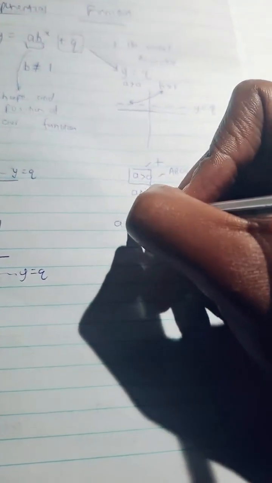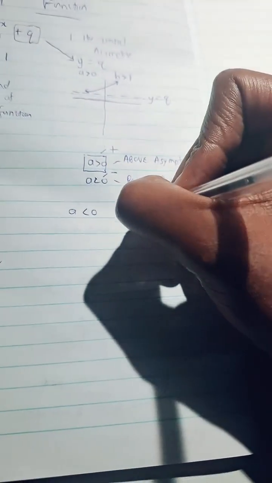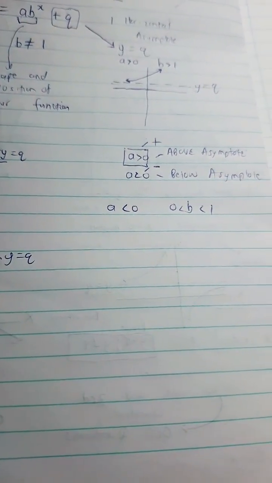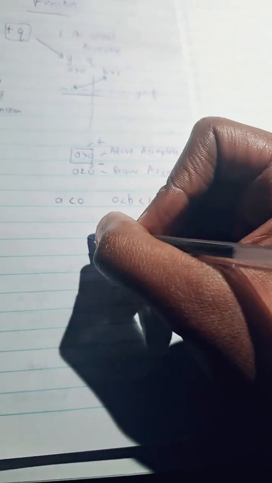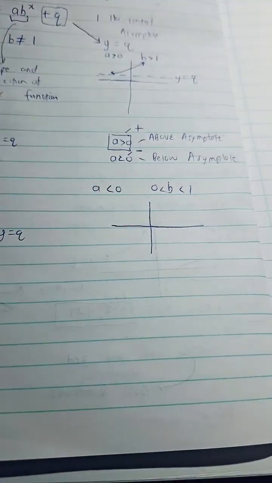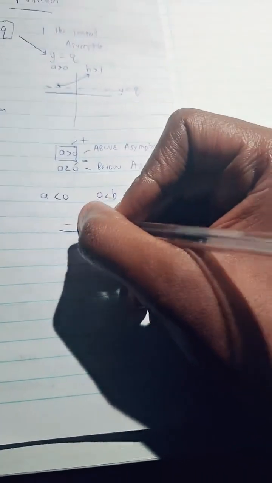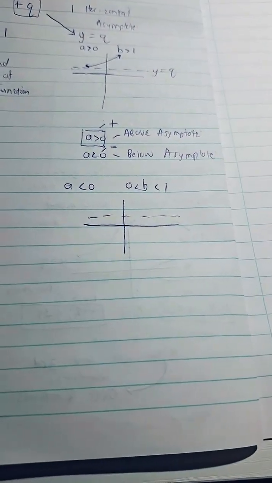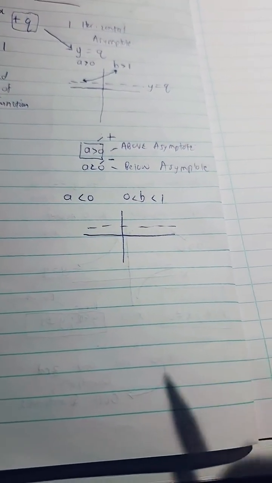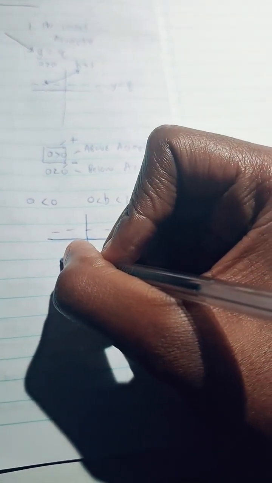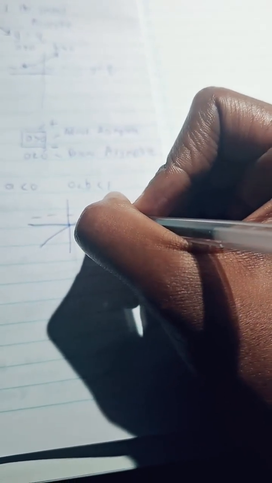And then when a is less than 0, but b is between 0 and 1, which is the last scenario, then our function will be, again, situated where? Below the asymptote. But how will it look? Below the asymptote, it will be like that.